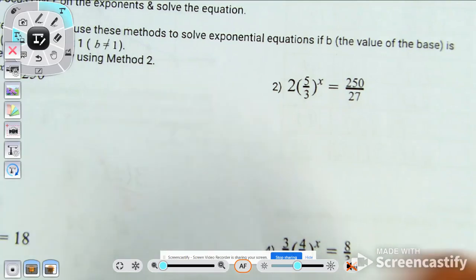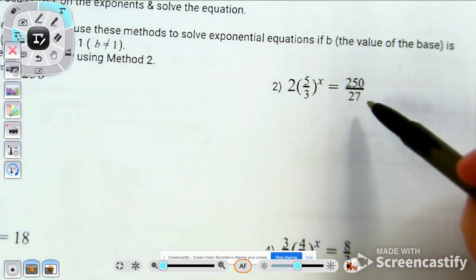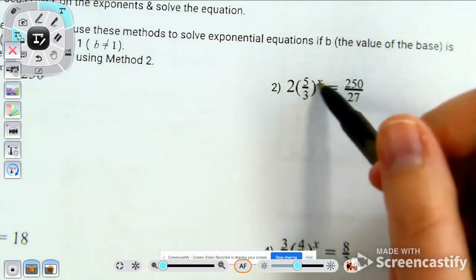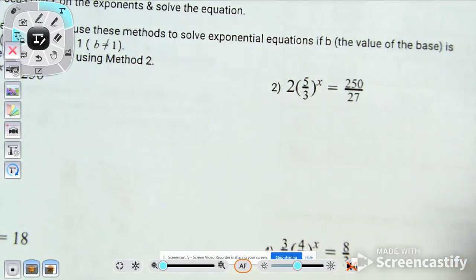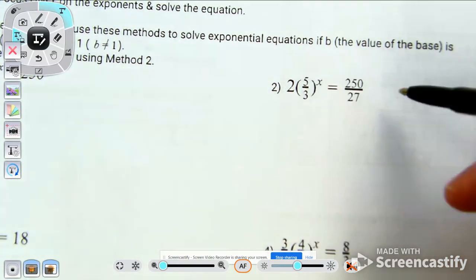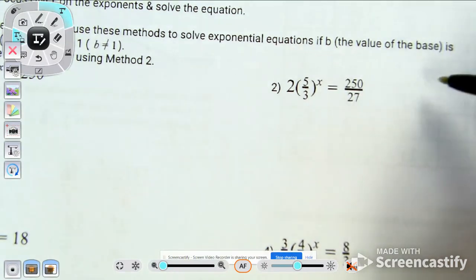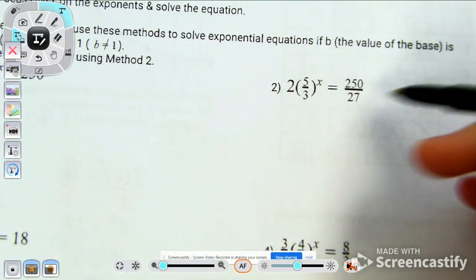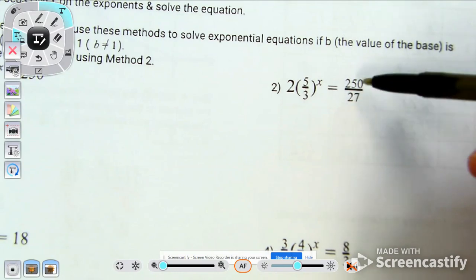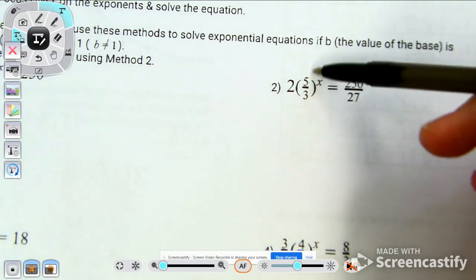All right, so on the back of the page, I want to go over question 2 with you because question 2 can be a little deceptive. So we're still trying to solve for x. We're going to be using method 2, where we are trying to isolate the variable and rewrite both sides so that they have the same base. This is the first time we're coming across a problem where our base is actually a fraction.